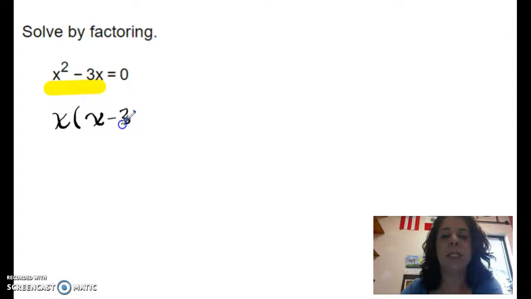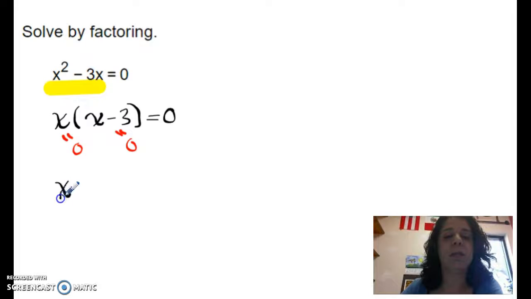Close those parentheses. We still need to set that equal to 0. That's the only way that this can actually work, is if it's equal to 0. So we'll set it equal to 0. Here's the thing. The only way you can multiply two factors and get 0 is if one of them is 0. So we're going to go ahead and set each one of these equal to 0 so that we can solve. So either this first factor is equal to 0, or the second factor is equal to 0, or both of them are 0. So that's how we're going to go ahead and start this.